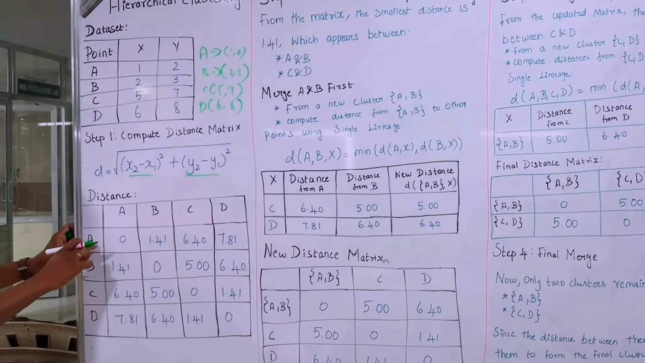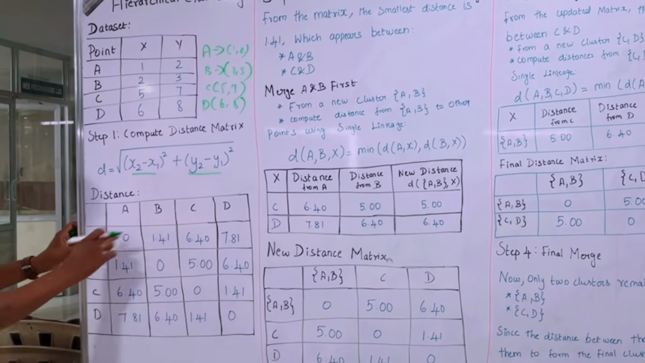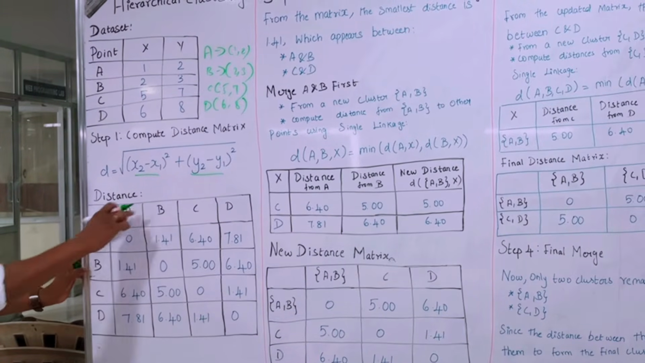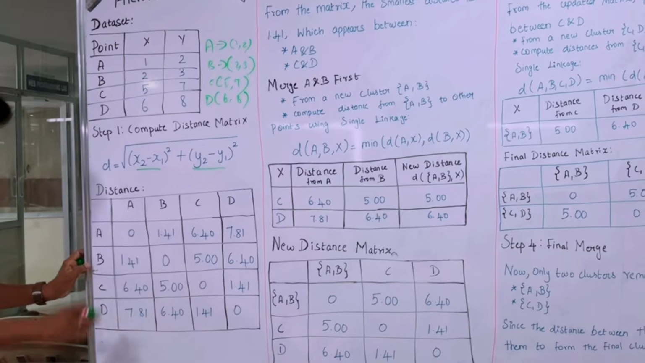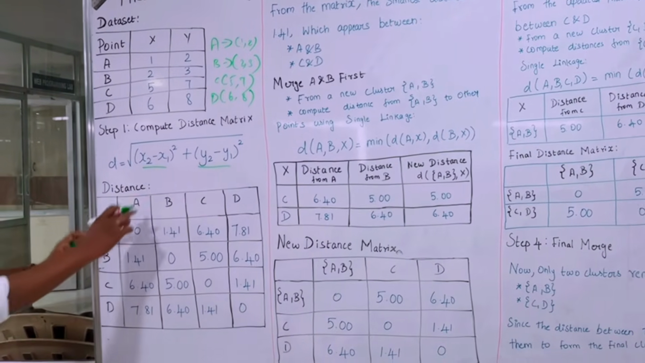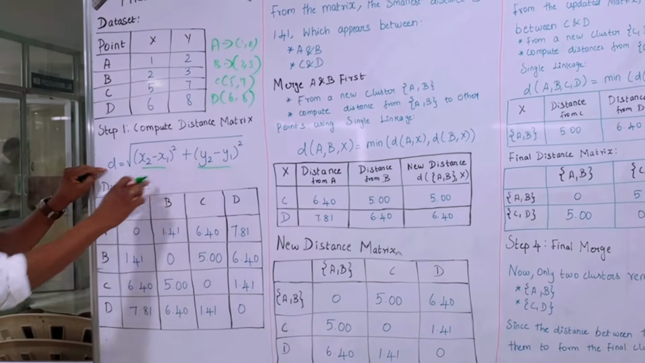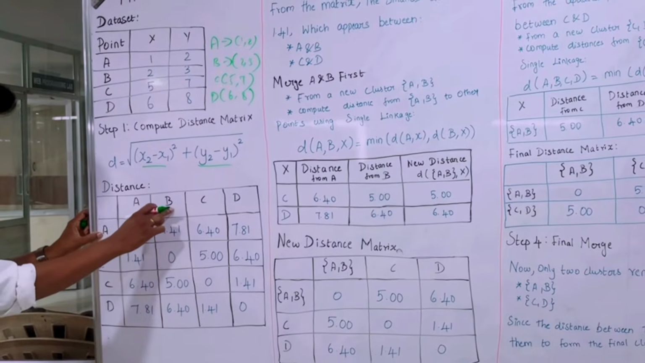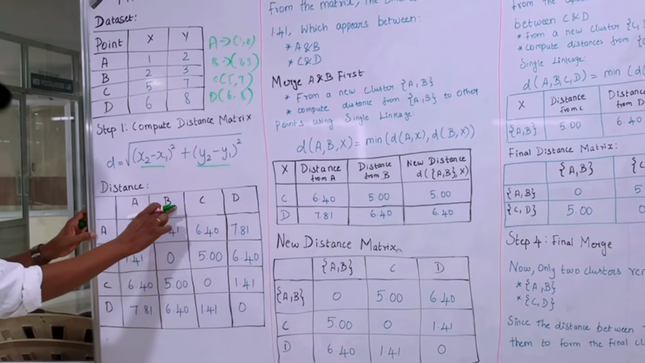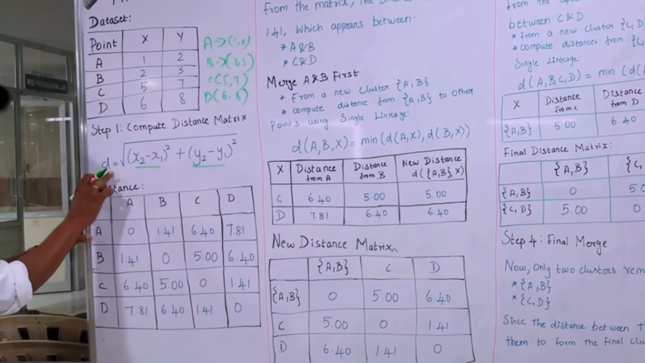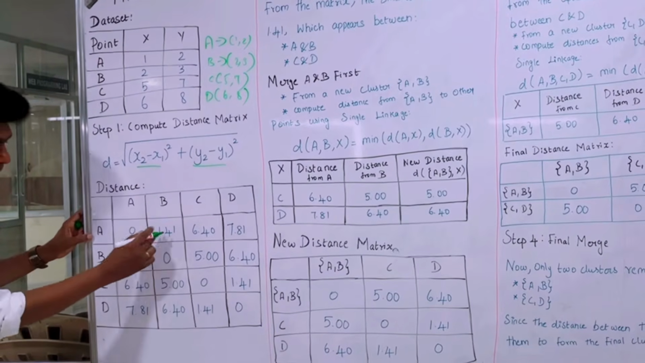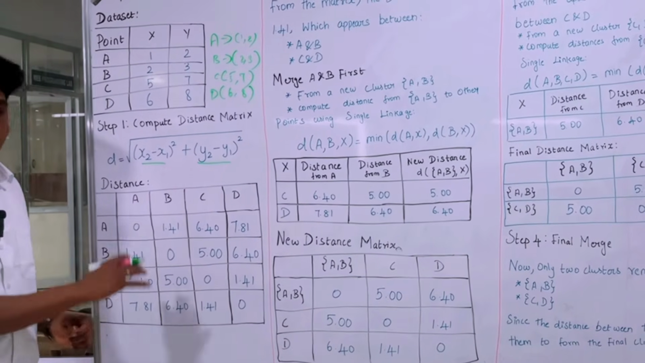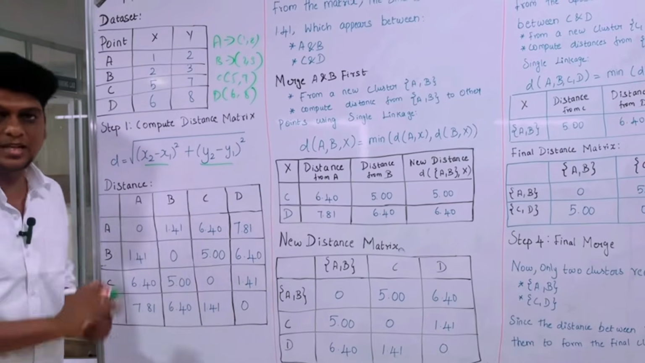We should calculate the distance between A and A, A and B, A and C, A and D. Similarly, for all the remaining points, the distances should be calculated. By using this distance formula we are calculating this. For example, if we want to calculate between A and B, this is x1, y1 and this is x2, y2. After solving using this Euclidean distance formula, we obtain this value. So in the first step, we calculate the distance between 2 points and we define the distance matrix.